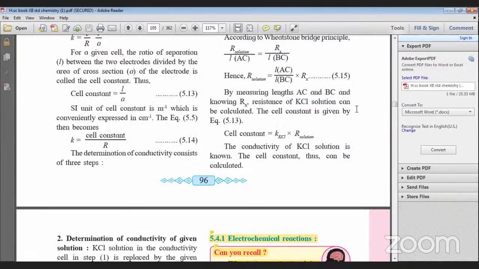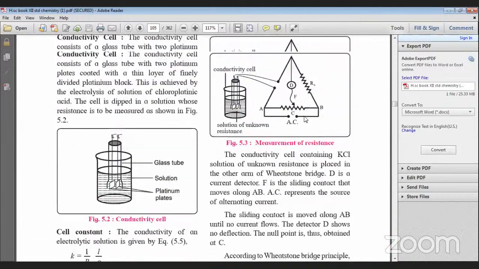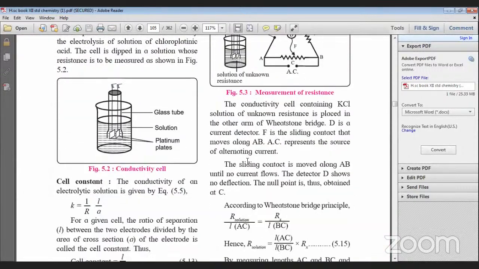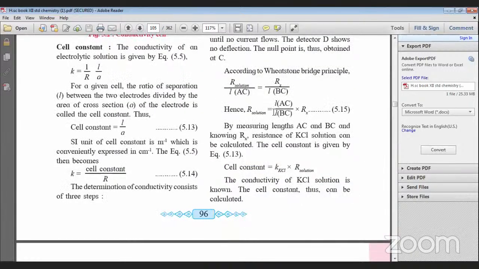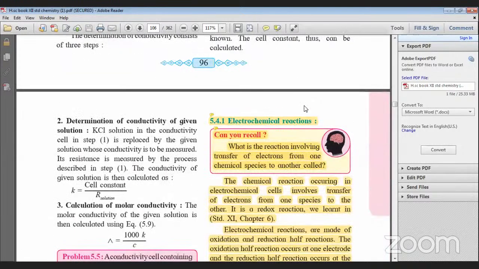So if I want to find out conductivity, I will replace this solution and place the solution whose conductivity we want to find out. Then its resistance is measured by the process described in the step. So we can measure the resistance as it is. You can see here, we will measure its resistance. So when we know the value of R, the cell constant value becomes what? It is a constant. So once you find out the cell constant, you can use that value for other concentrations of potassium chloride or any other solution which you want to measure.